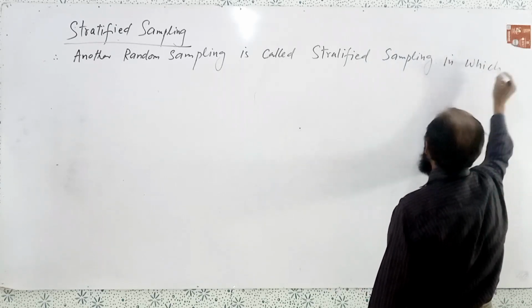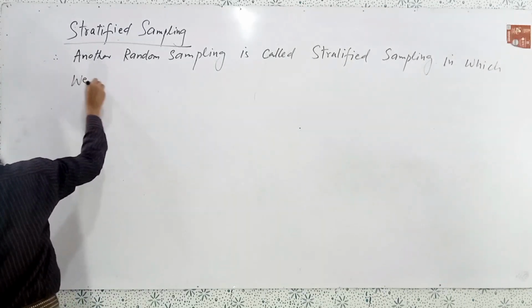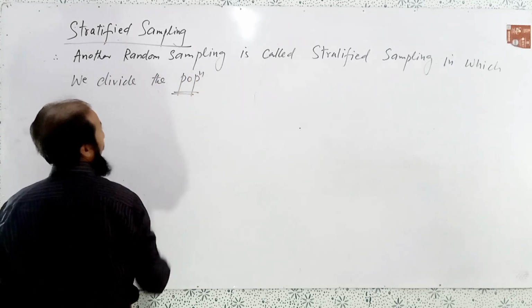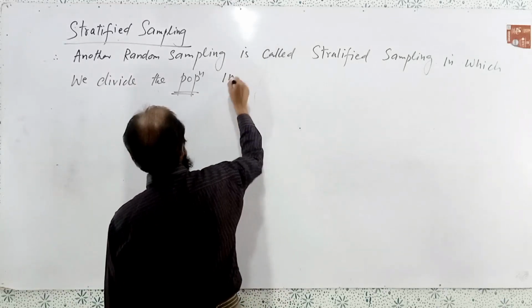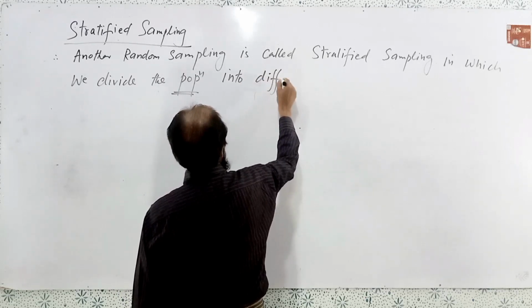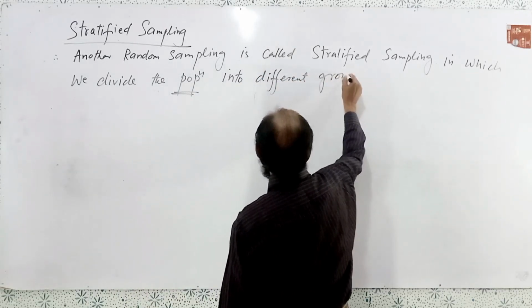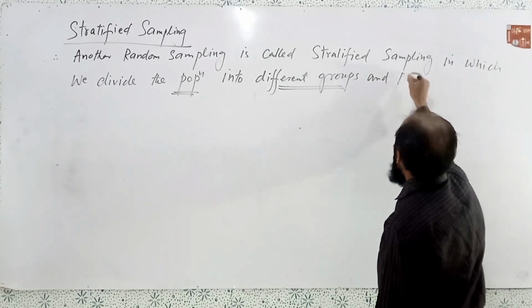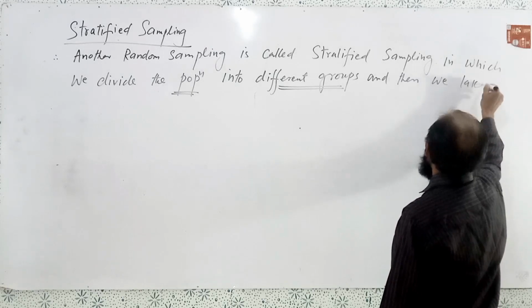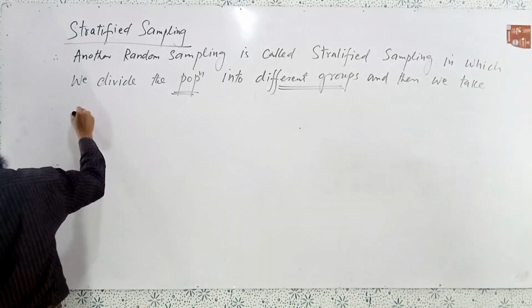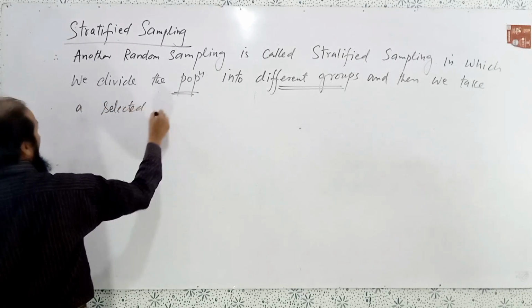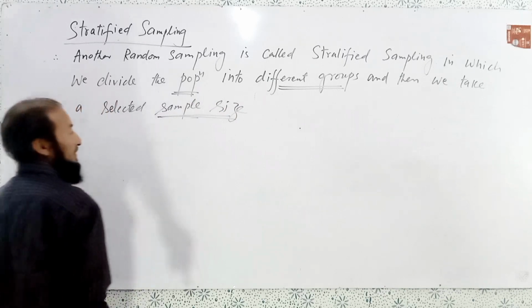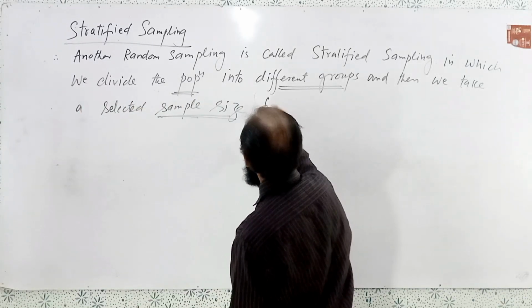in which we divide the population into different groups, and then a selected sample size is taken from each group.